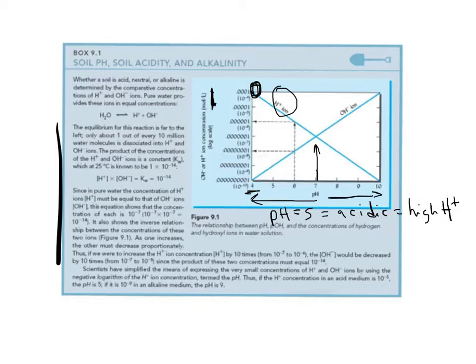But it's a relationship between hydrogen and the OH ions, the hydroxyl ions. And as we increase the number of hydrogens, we have a similar decrease in the number of hydroxyl ions by the nature of how pH works. And you need to note that it's not actually a linear relationship.